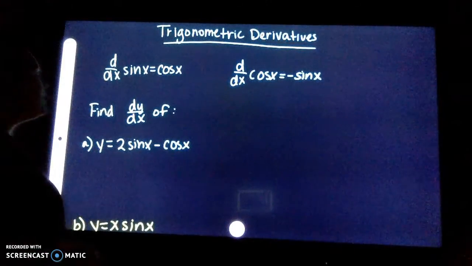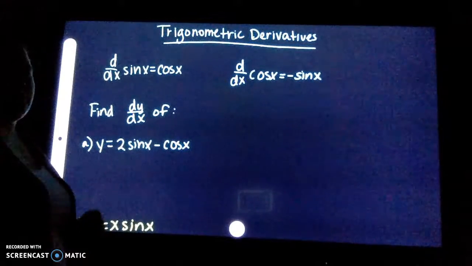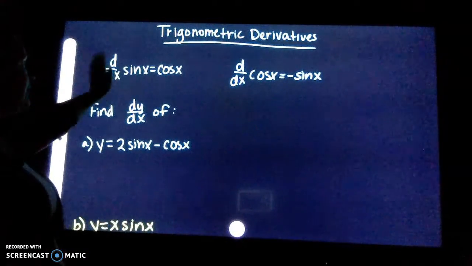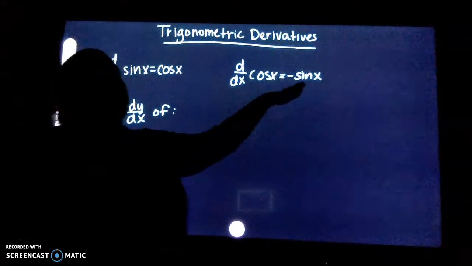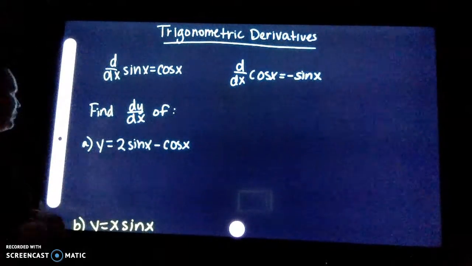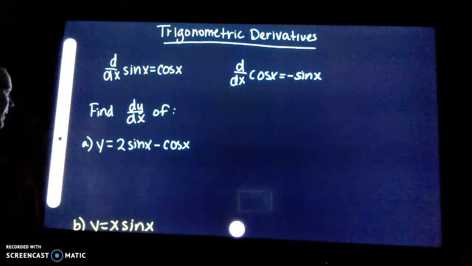Hello, hello. So we're going to go ahead and start off with a recap of the first two trig derivatives that we learned, which is the derivative of sine is equal to cosine, and the derivative of cosine is equal to negative sine. Using those, we're going to go ahead and practice finding the derivative of different types of functions, just so we can see how it goes.